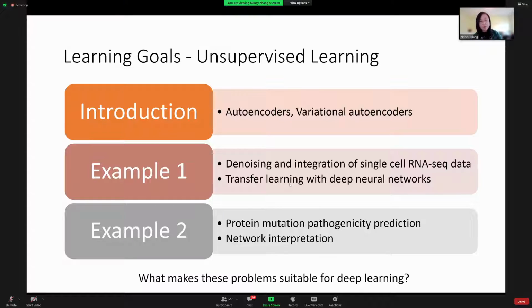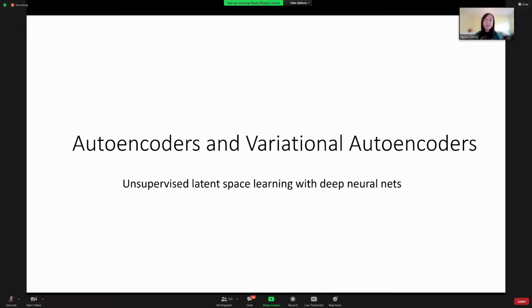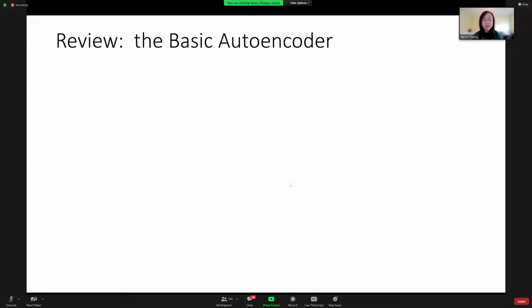Okay, so as we're going through these examples, what I want you to ask in the back of your mind is: what makes these problems really suitable for deep learning? We're going to have a discussion about this topic after each example. Okay, so first, autoencoders and variational autoencoders.